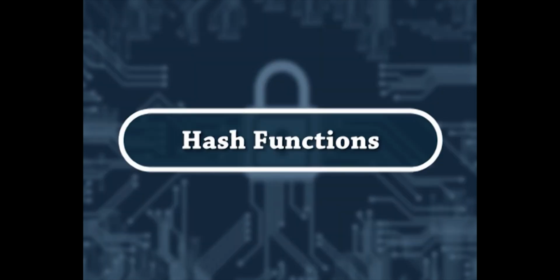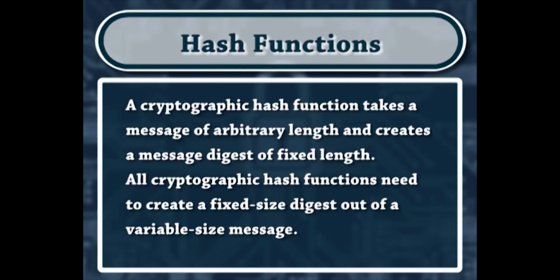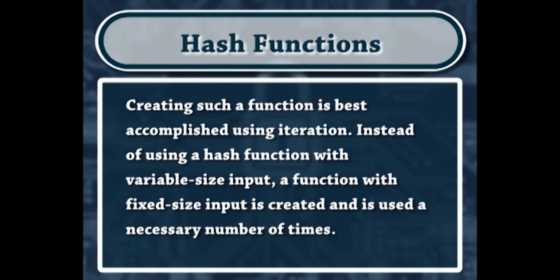Now, the hash functions. A cryptographic hash function takes a message of arbitrary length and creates a message digest of fixed length. All cryptographic hash functions need to create a fixed size digest out of a variable size message. Creating such a function is best accomplished using iterations. Instead of using a hash function with variable size input, a function with fixed size input is created and is used as many times as necessary.